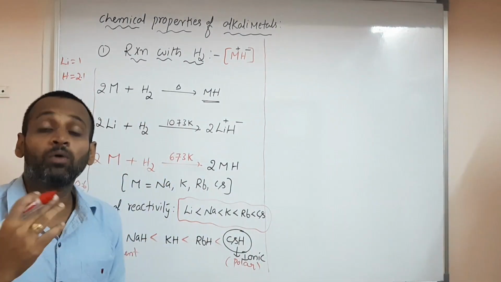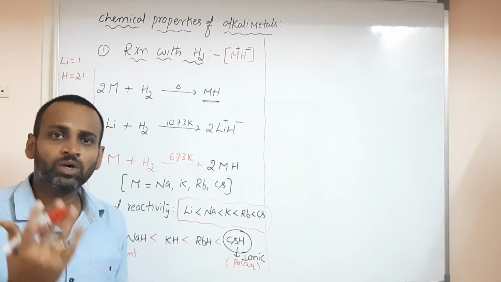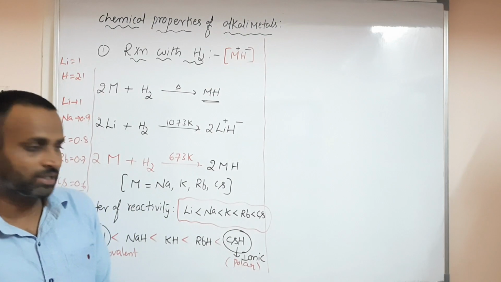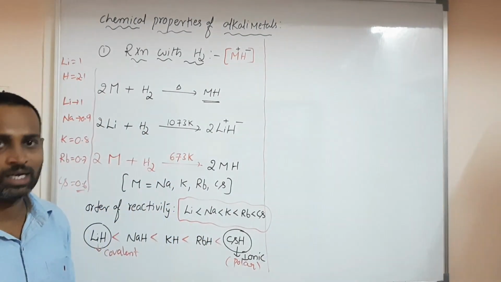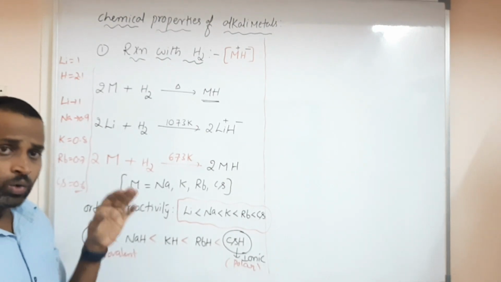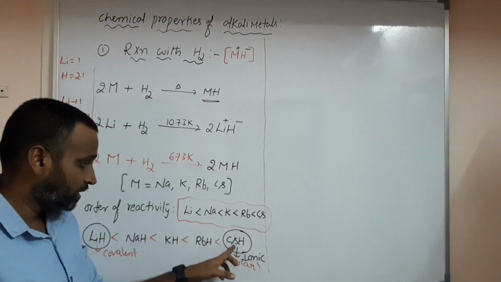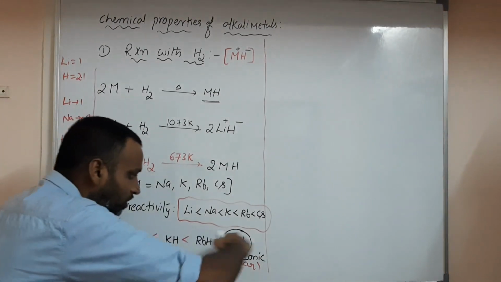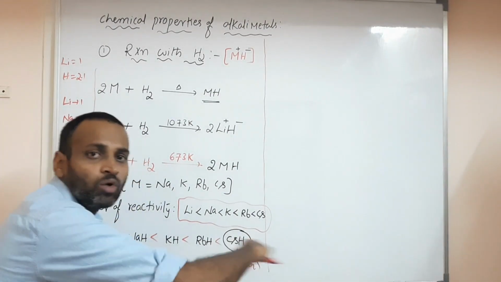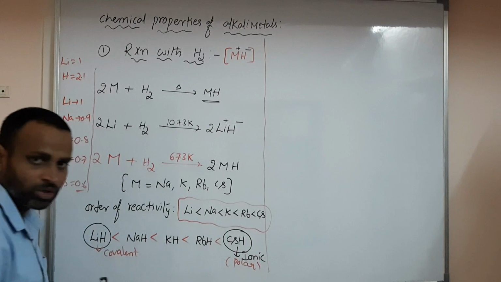Ionic means polar, and polar dissolves in polar, like dissolves like. So among these, which can dissolve in water easily? They will ask you that: who dissolves in polar solvents easily? Cesium hydride. Otherwise they will ask the order of solubility in water, which means you have to follow this order.